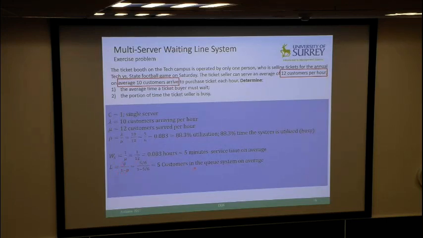And we know 5 customers on average. So if we know L and we know lambda, we can know roughly we need 30 minutes in the whole system. And if we know 30 minutes in the whole system and 5 minutes in the service, roughly we can know 25 minutes for waiting in a queue to buy a ticket. So this is the average time the buyer has to wait to be served. Okay, so this is a pretty simple and straightforward question.